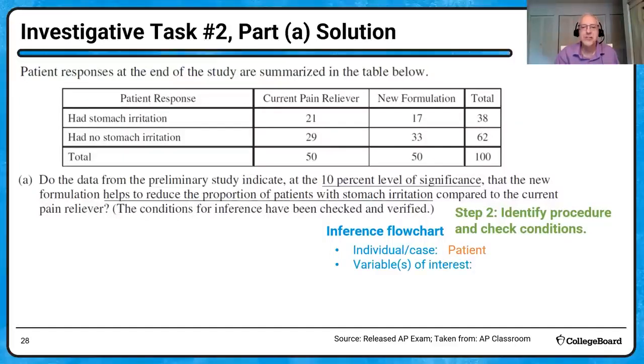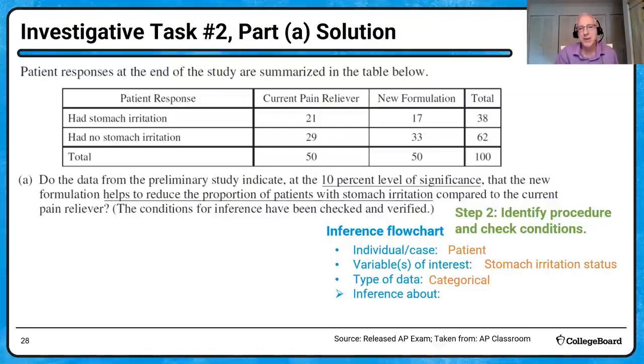A variable of interest in this case is stomach irritation status, I'm calling it. Type of data, well, they either have stomach irritation or they don't. So that's a categorical variable, stomach irritation status. So we're doing inference about categorical data. And because it's a one-sided alternative hypothesis, it can't be a chi-square kind of procedure.